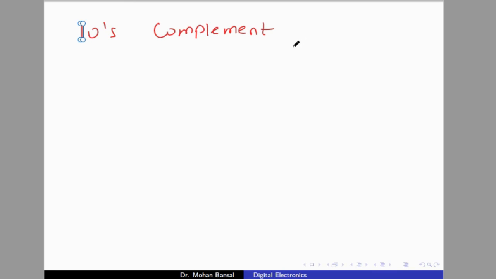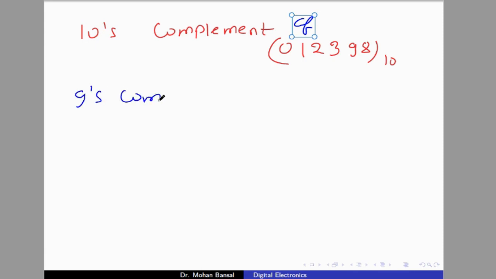We need to find the 10's complement of 012398. Okay, we want to compute the 10's complement of this number. First we'll compute the 9's complement.